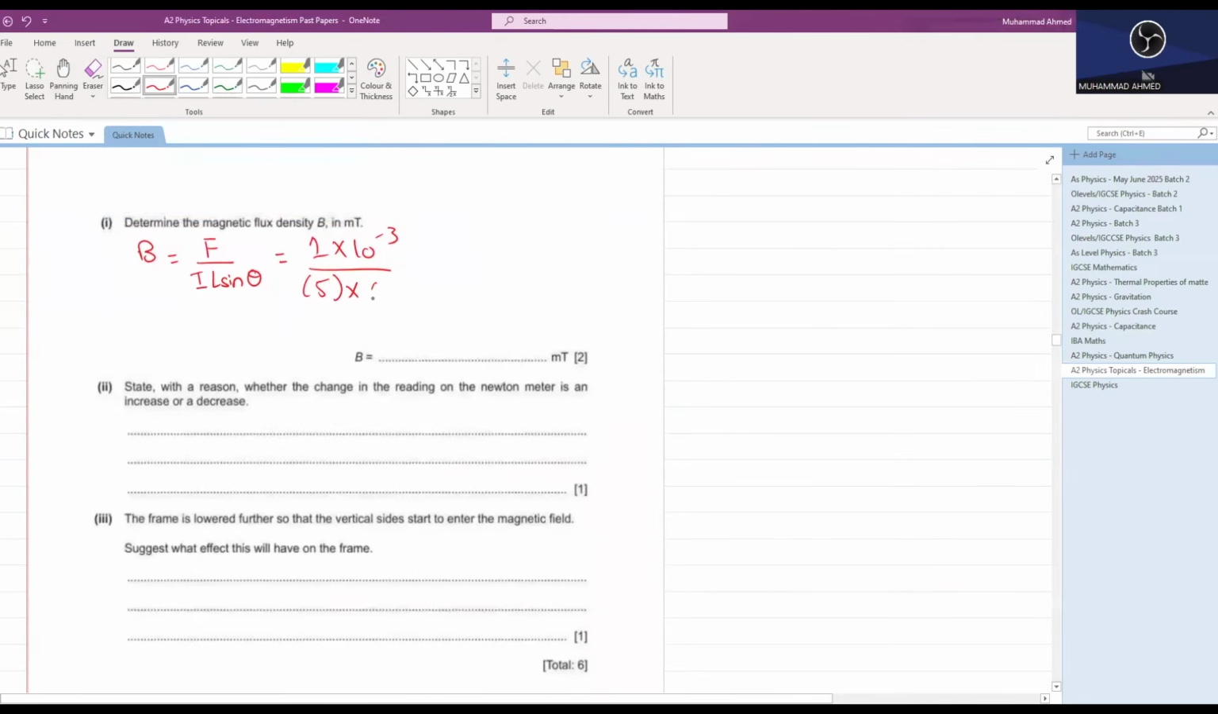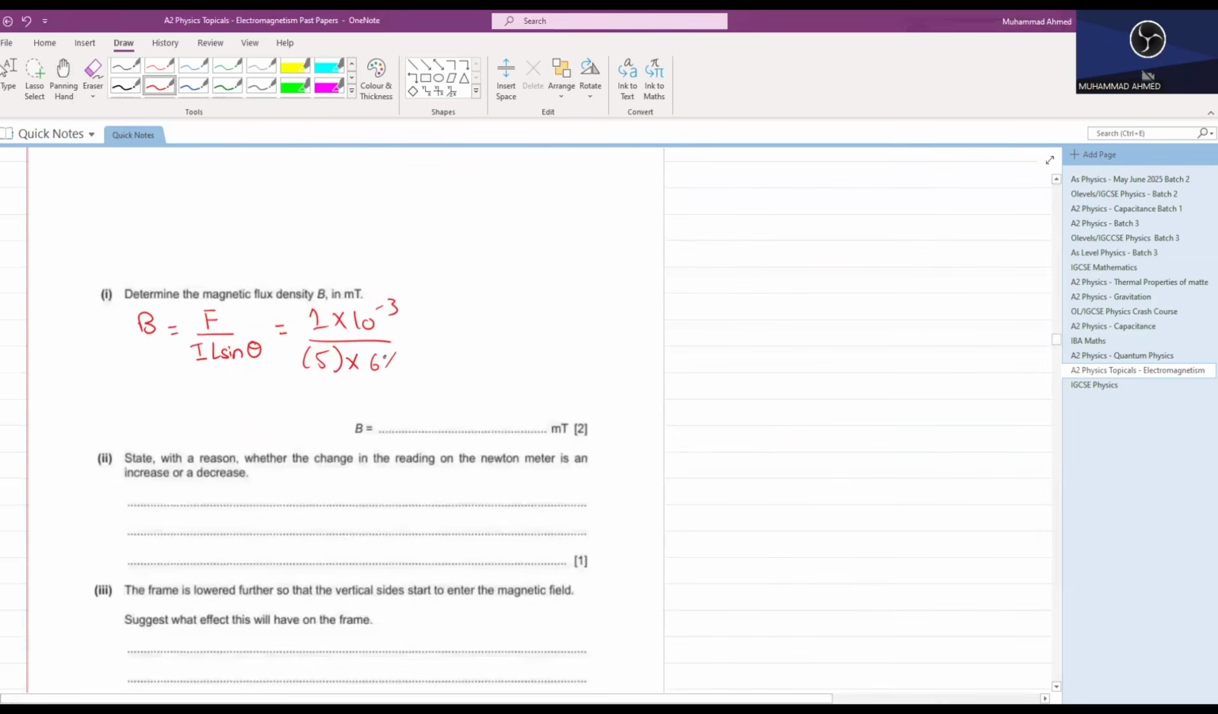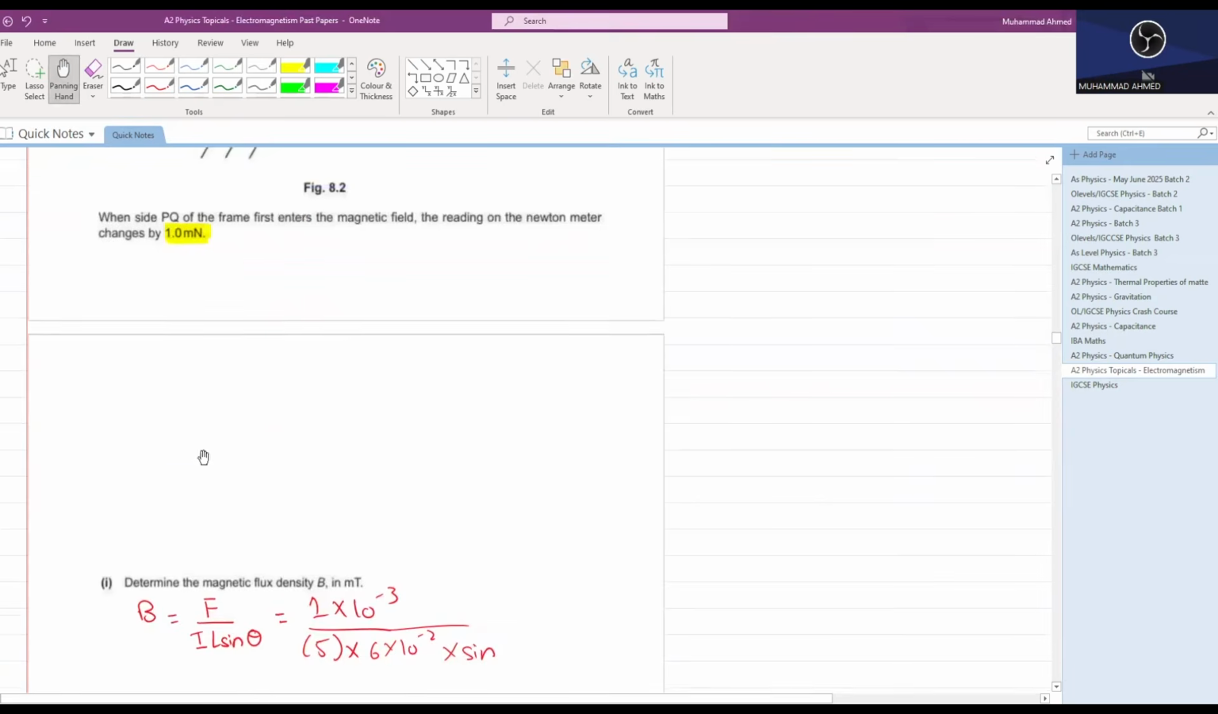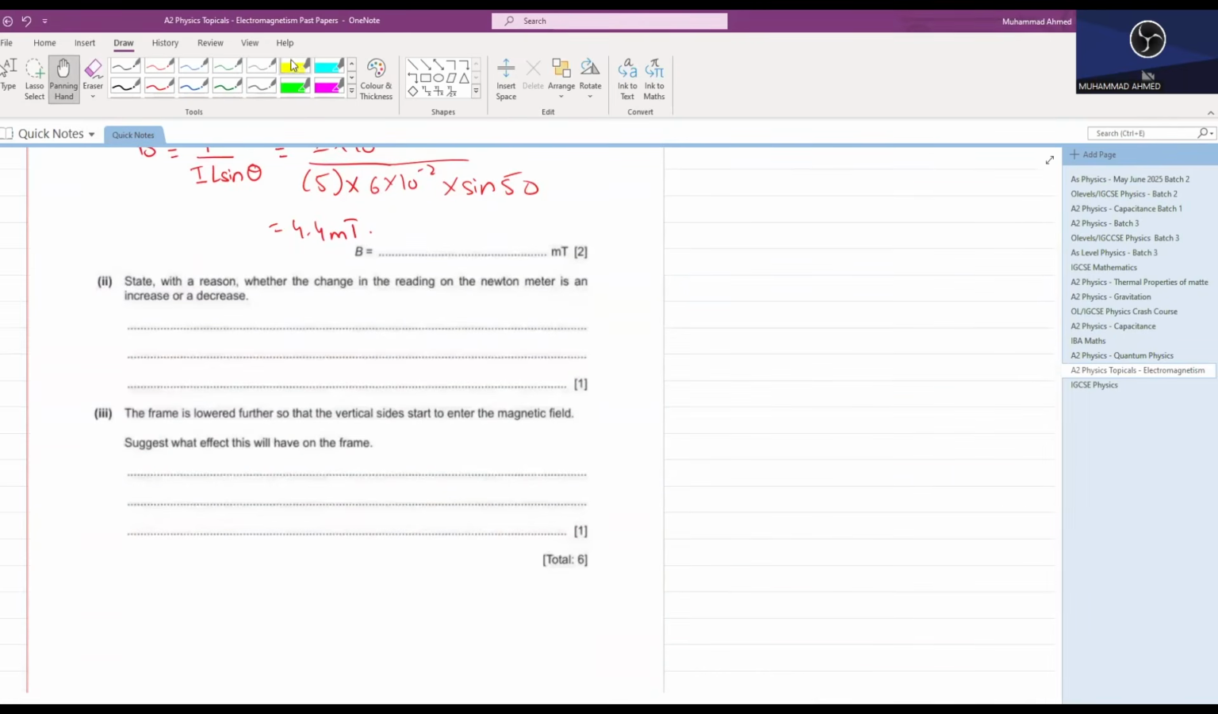Into sine of, one more thing we are missing here. This length is 6 centimeters, so we will have to convert it into meters. So 6 into 10 raised to the power of minus 2 multiplied by sine of 50. Let's place it here. Your magnetic flux density comes out to be 4.4 millitesla. State with a reason whether the change in the reading on the Newton meter is an increase or a decrease.